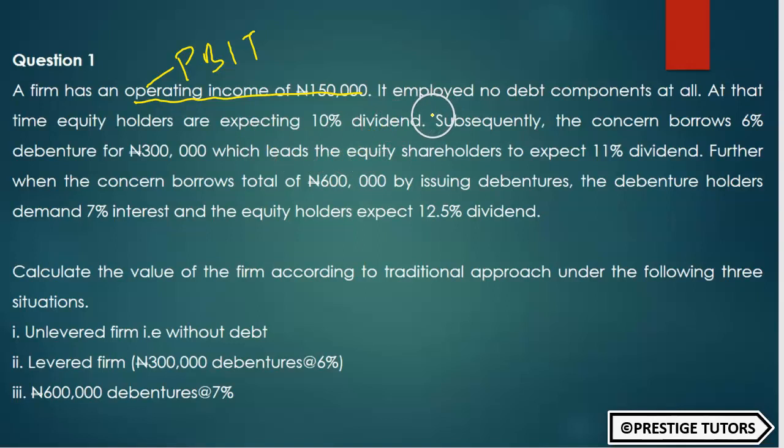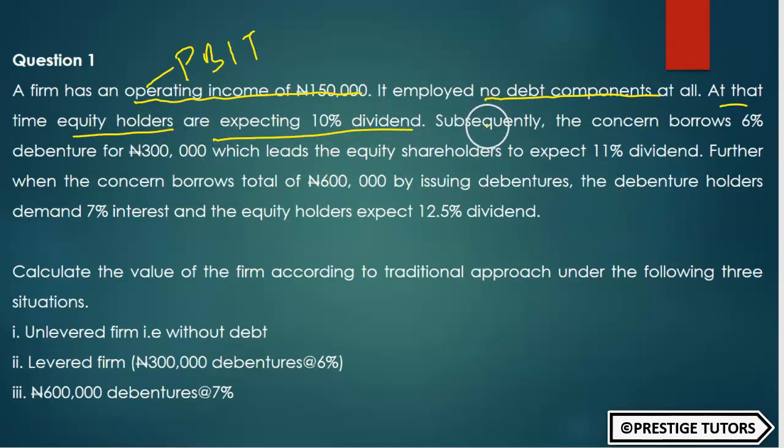A firm has an operating income of 150,000 naira. It employed no debts at all. At that point, equity holders are expecting 10% dividend.